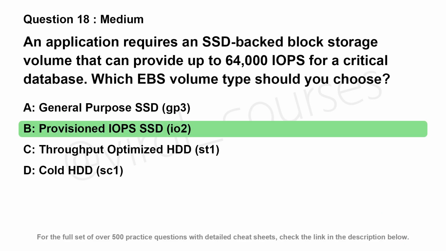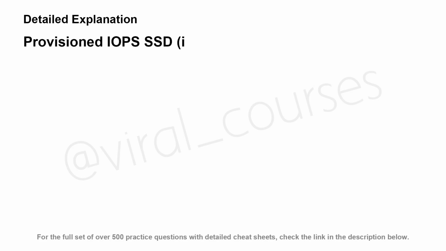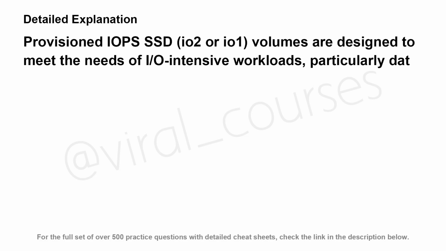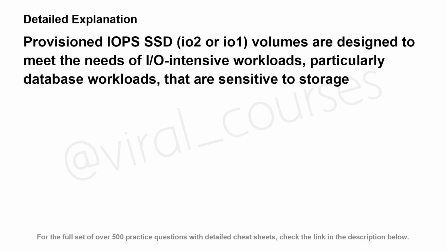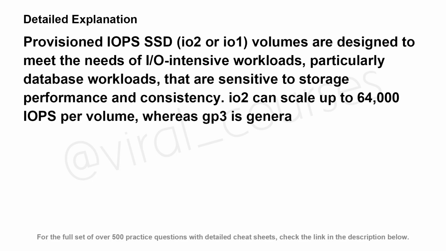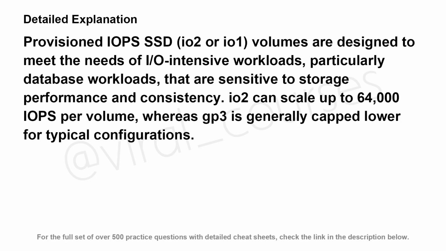The correct answer is B. Provisioned IOPS SSD, IO2 or IO1, volumes are designed to meet the needs of IO-intensive workloads, particularly database workloads that are sensitive to storage performance and consistency. IO2 can scale up to 64,000 IOPS per volume, whereas GP3 is generally capped lower for typical configurations.